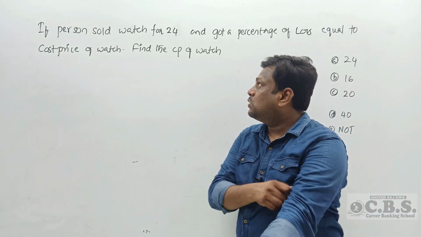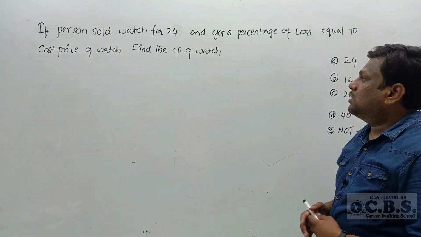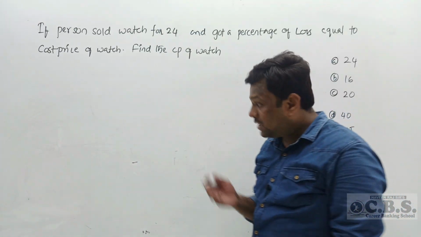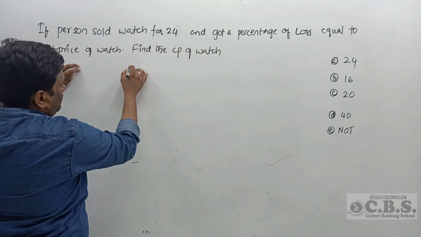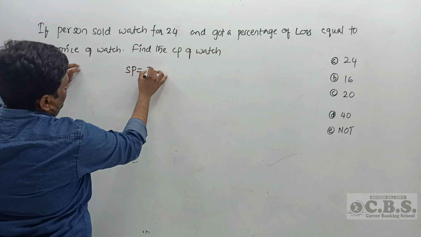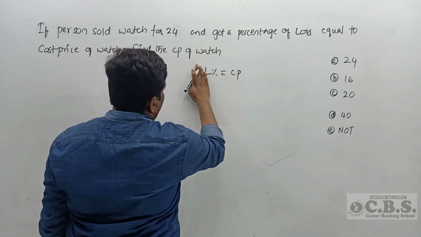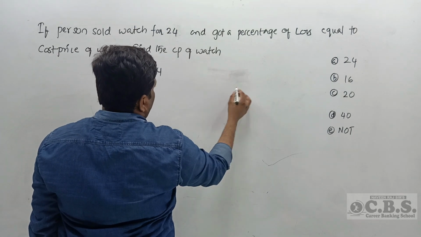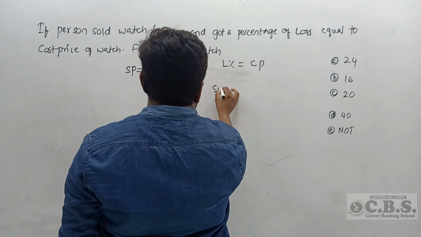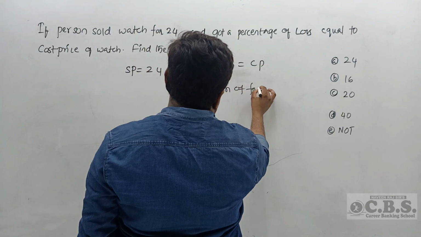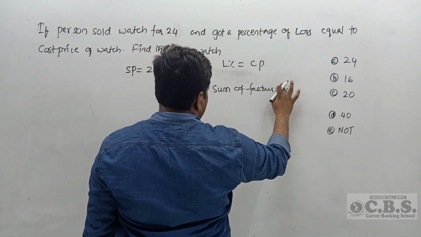Next question: if a person sold a watch for 24 rupees and he got a percentage of loss equal to the cost price of the watch, find the cost price of the watch. Here the loss percent is equal to CP, therefore I'm going to answer this question directly with the selling price, 24. So the sum of factors is equal to 10. This is the concept we're going to use.